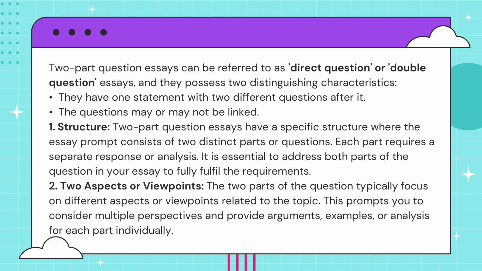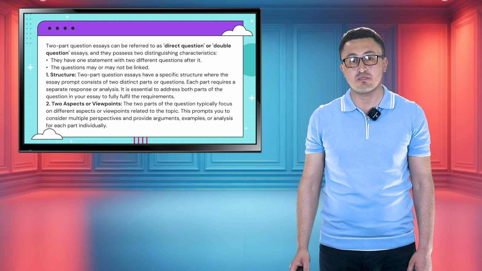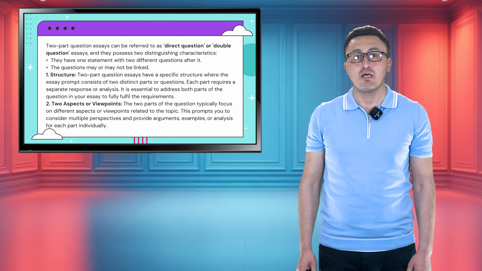Two-part question essays can be referred to as direct question or double question essays, and they possess 2 distinguishing characteristics. They have one statement with 2 different questions after it. The questions may or may not be linked. Next, two-part question essays have specific structure, where the essay prompt consists of 2 distinct parts or questions. Each part requires a separate response or analysis. It is essential to address both parts of the question in your essay to fully fulfill the requirements.